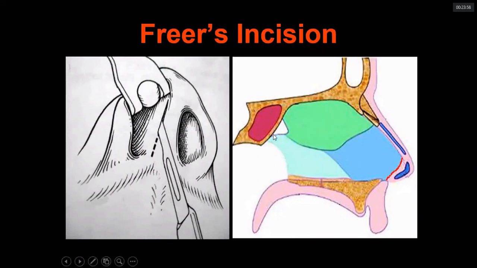Okay, look here. This is the nasal septum and the incision is given here at the caudal end of the quadrilateral cartilage, okay? So this is the free incision. Suppose there has been the deviation here. So we cut here, and then we elevate the flap.